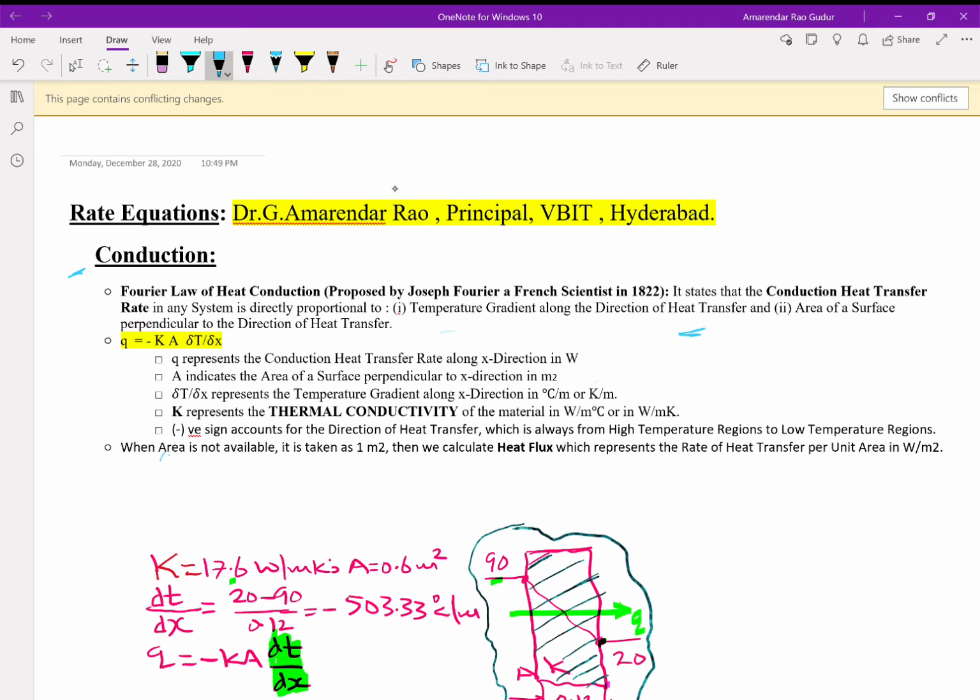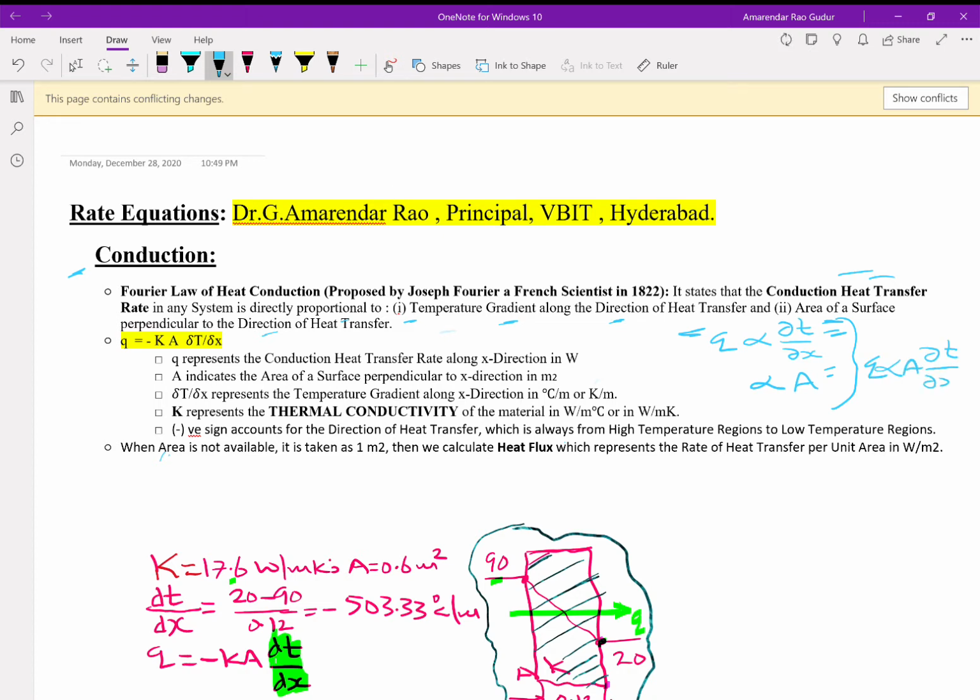This law states that the conduction heat transfer rate in any system is directly proportional to, number 1, the temperature gradient along the direction of heat transfer, and number 2, the area of a surface perpendicular to the direction of heat transfer. Mathematically speaking, the conduction heat transfer rate is proportional to del T by del X if we are interested in X conduction, and directly proportional to the area which is normal to the direction of X. When we combine both these, we get Q proportional to A delta T by delta X.